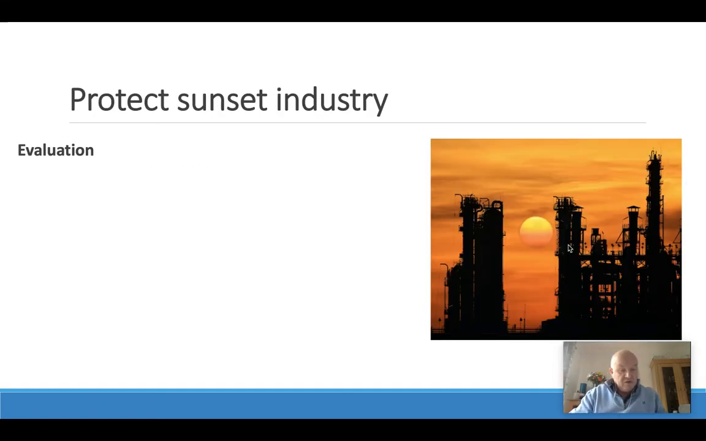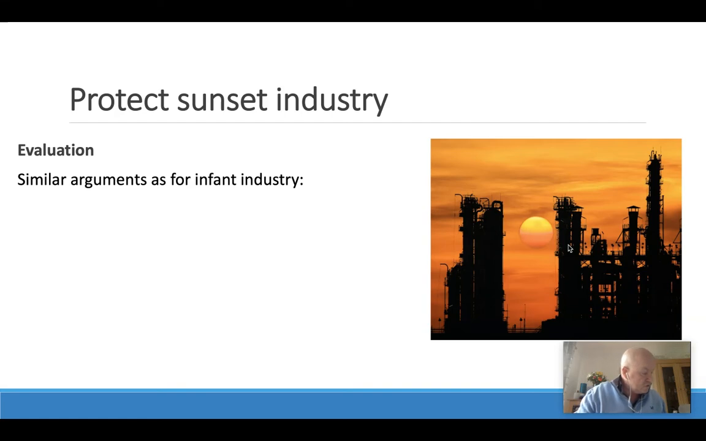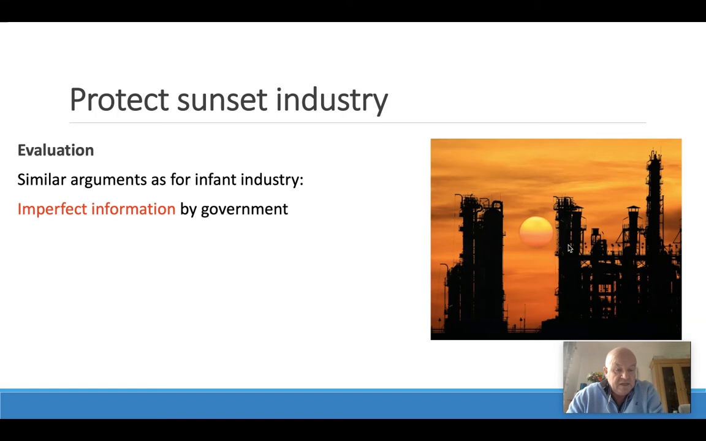So let's just take a look at the evaluation as far as protecting sunset industries are concerned, and then we'll move on from there. So this is on page 38. Okay, so protecting sunset industries, so old industries becoming less competitive. Again, there are similar sorts of evaluative arguments to the issues around infant industries. So clearly, again, imperfect information by government. They may choose to protect the wrong sunset industry.